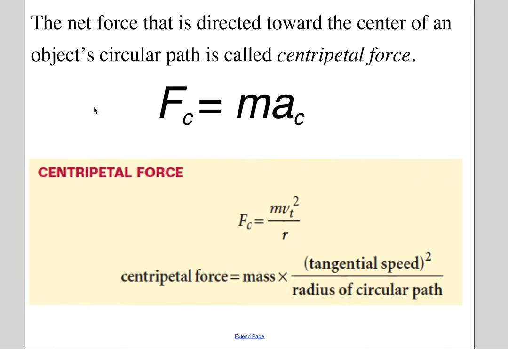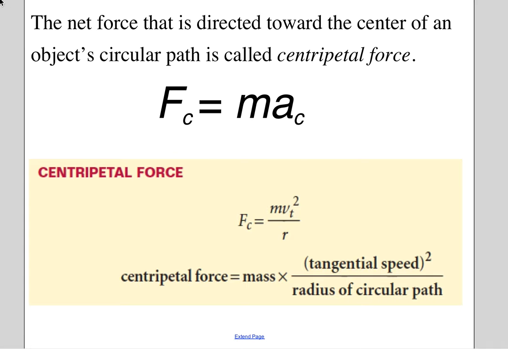How is that centripetal acceleration created? It's created by a centripetal force. There must be a force pushing the object toward the center of the circle. And the amount of the centripetal force is calculated by using the formula m vt squared over r, which is just the acceleration formula with mass added into it, since we know that force is equal to mass times acceleration.